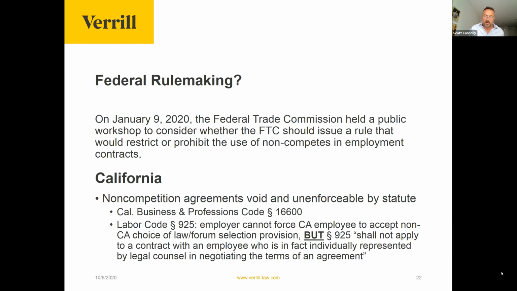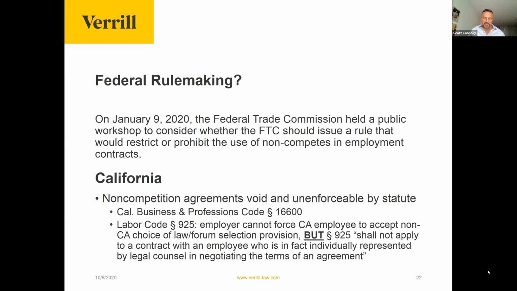Stay tuned for possible federal rulemaking in the area of non-competes. In January of this year, the FTC held a public workshop, and there's been federal legislation proposed to address the use of non-competes in employment contracts nationwide. So we'll see whether those efforts bear fruit or not.